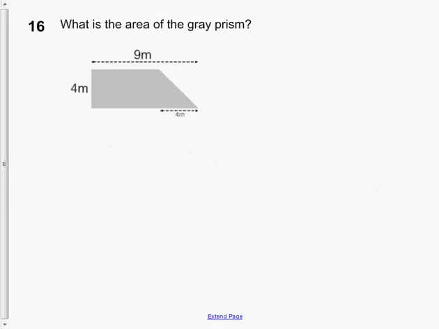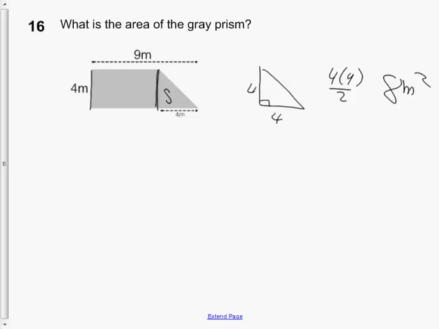The 16th question says, what is the area of the gray prism? In order to figure it out, you probably had to develop it into a composite shape, or two shapes merged into one. In this particular case, I can make it into a rectangle and a triangle. This triangle, if I was to redraw it right here and then bring it over here, would have a base of 4 and would have a height also of 4, because that's 4 over there. So it would be 4 times 4 divided by 2, or half of 16, which is 8 square meters. So this part here would be 8 square meters.